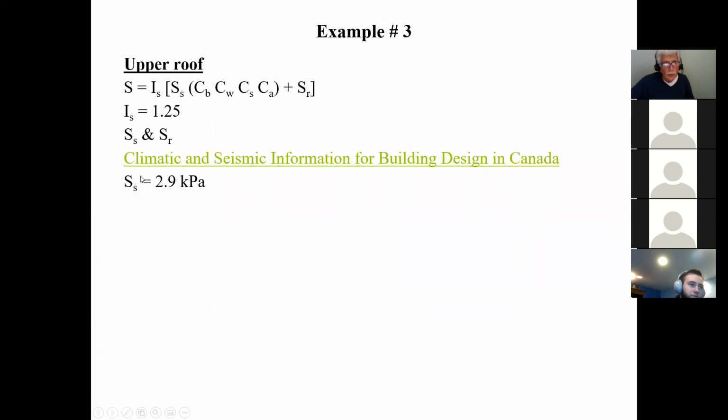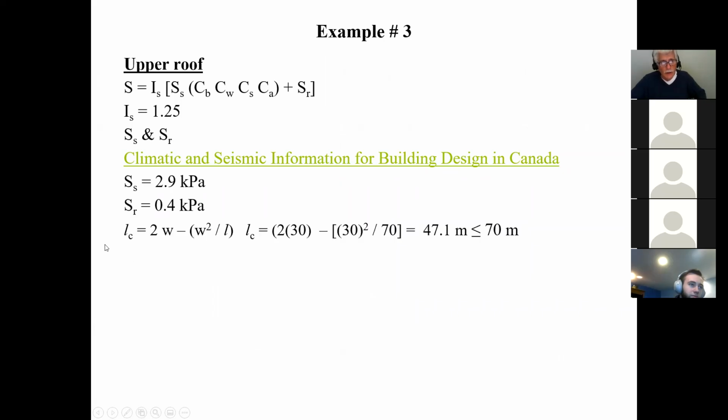Okay, so we have 2.9 for SS, and of course it's the same SS for the lower roof, and the SR is the same for the lower roof, 0.4. Now, CW, I calculate the characteristic length of the upper roof, which I'm going to be using later on, but the characteristic length of the upper roof here happens to be less than 70. Therefore, I know that the CB value is 0.8. So therefore, I will not use anything less than 0.8. The wind exposure factor, because it's a hospital, I have no choice but to use 1.0.